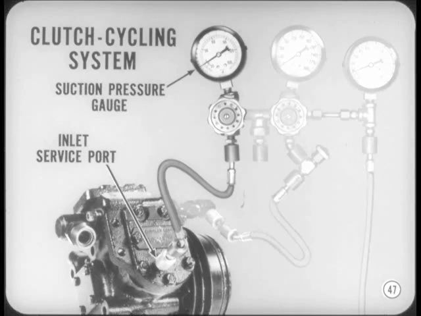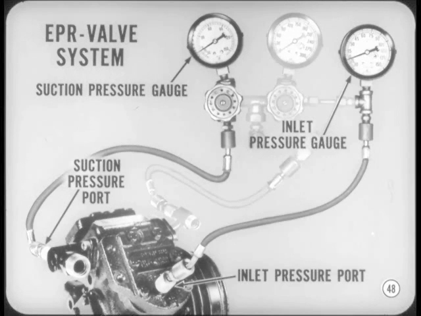Now, for the clutch cycling system, you're only concerned with connecting the suction pressure gauge on the left side of the set. And there's only one other service port available, and that's on the cylinder head of the compressor. With the EPR valve system, however, there are two service ports and two low-pressure gauges to connect. But here, the suction pressure gauge on the left connects to the service port at the rear of the compressor. Then the inlet pressure gauge on the right connects to the service port on the cylinder head.